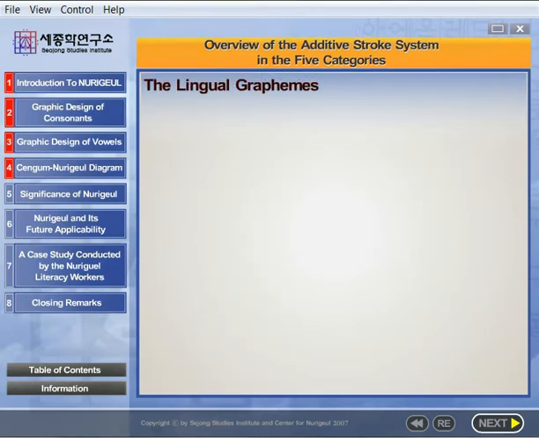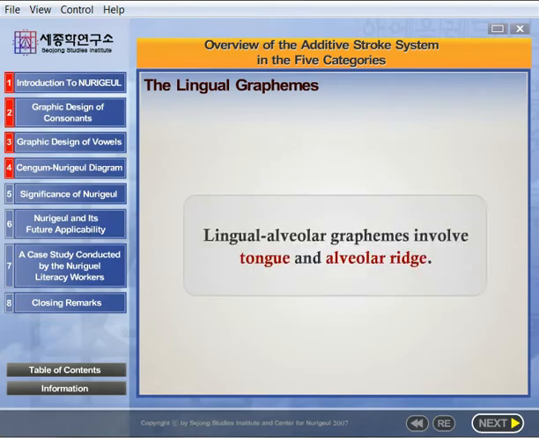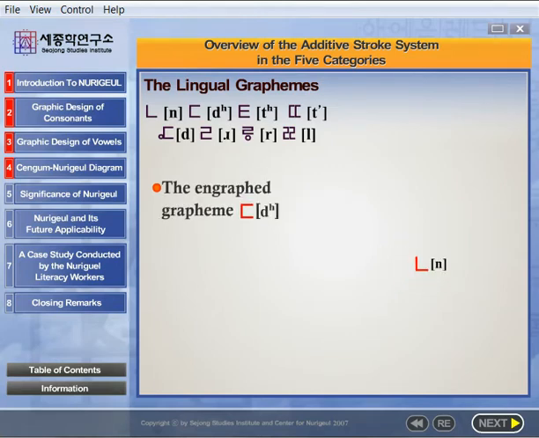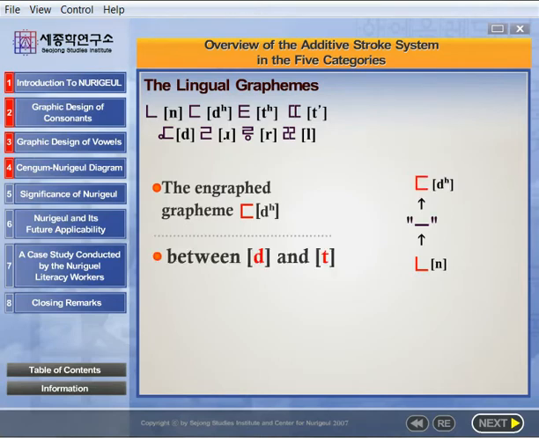Additive stroke system of the lingual graphemes. Lingual alveolar graphemes involve the tongue and alveolar ridge. The basic lingual alveolar nasal grapheme is N. The ingraft grapheme T is formed by adding the horizontal stroke on top of the basic grapheme. This sound is between the English d and t.